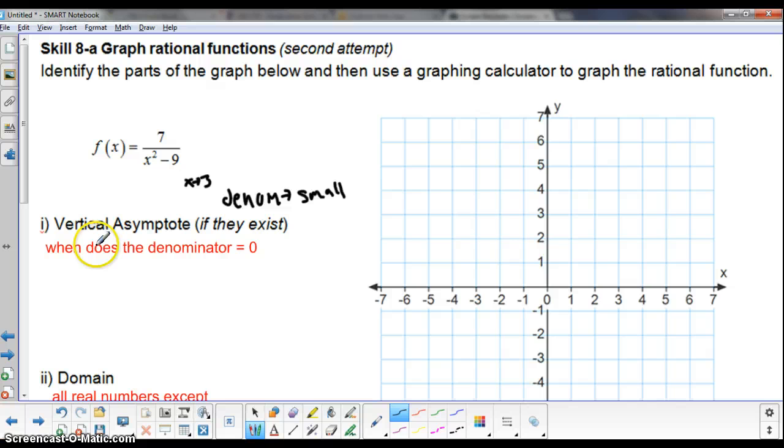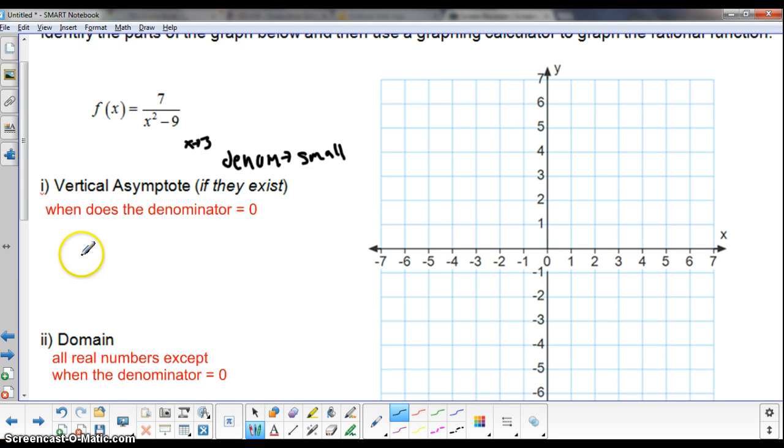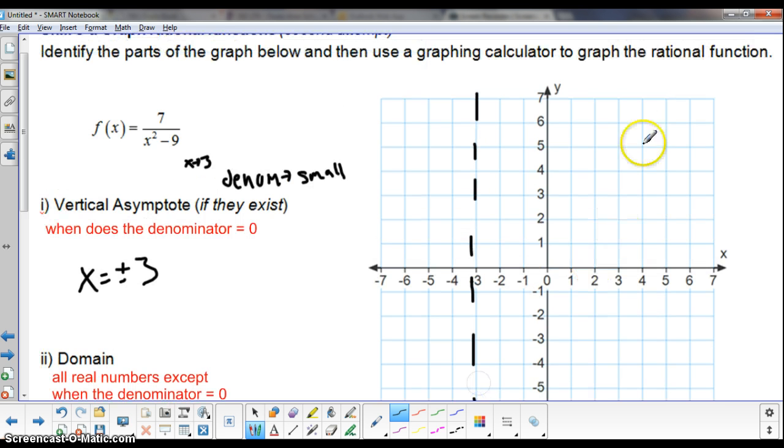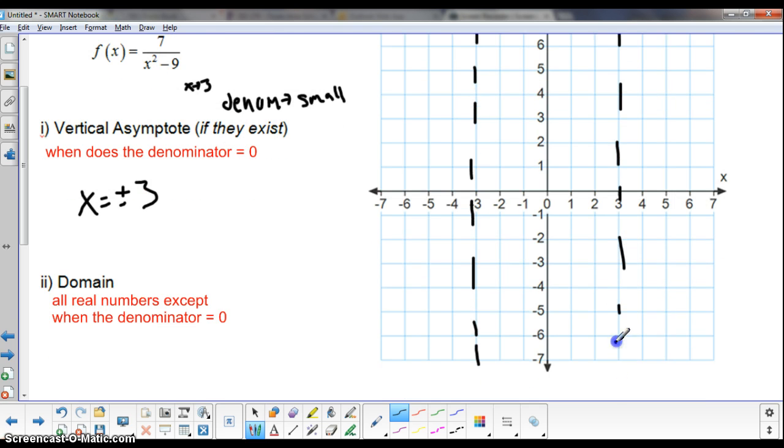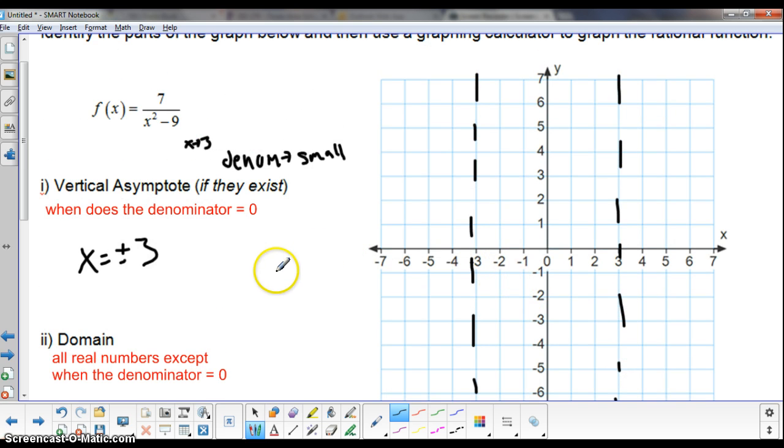So vertical asymptote always will be, when does the denominator equal 0? And in this situation, it's when x equals plus or minus 3. And yes, I want x equals. There are two equations, when x is positive 3 and when x is negative 3. I'm going to put dashes on my graph right here so I know where those vertical asymptotes are.